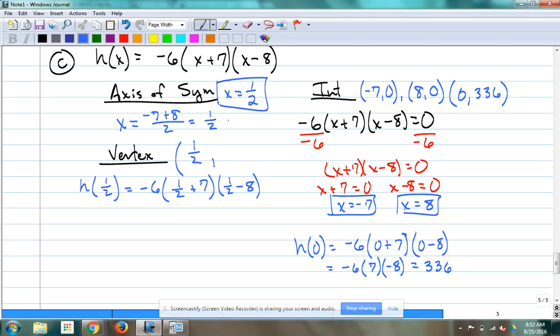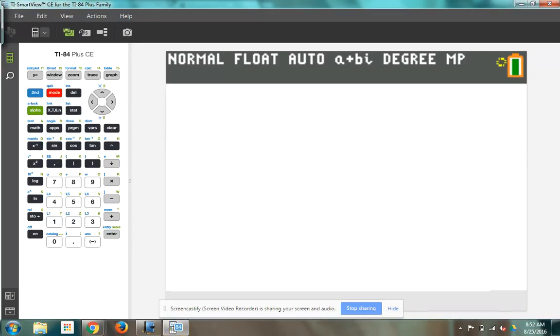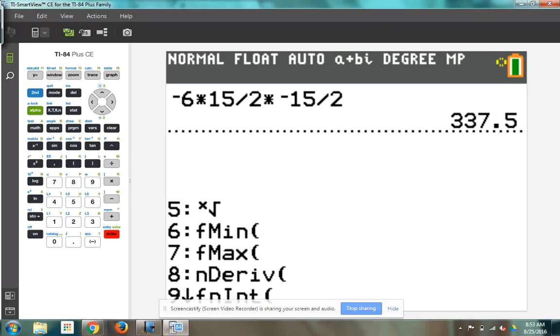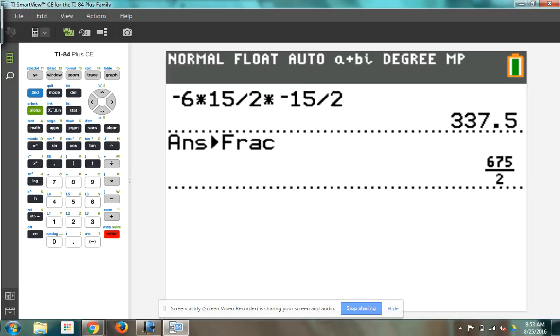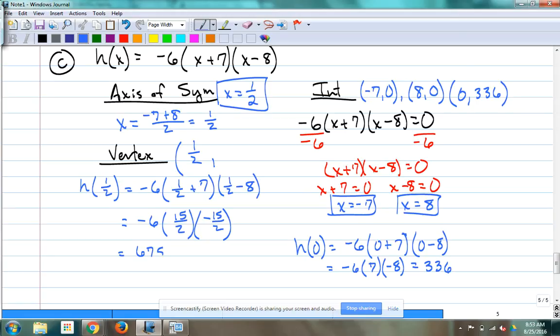Okay. Let's see, 1/2 plus 7 is 15 over 2. 1/2 minus 8, that's -15 over 2. Right. So I'm just going to multiply that out: -6 times 15 over 2 times -15 over 2. Math. Enter. 675 over 2. Fun times. 675 over 2.